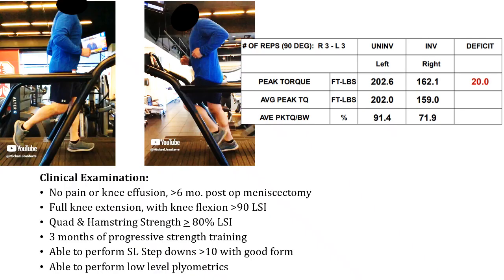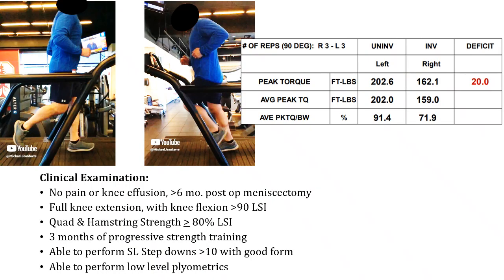Here's his testing results of an isometric test for quadriceps on an isokinetic dynamometer done at 90 degrees of flexion. You can see that he's producing really good forces relative to body weight with a peak torque to body weight percentage on the healthy limb at 91%, and then the involved limb on the right, he's at 71.9%, and that would put him at an 80% limb symmetry index for his quadriceps. His hamstrings were even more superior than that in regards to their limb symmetry.